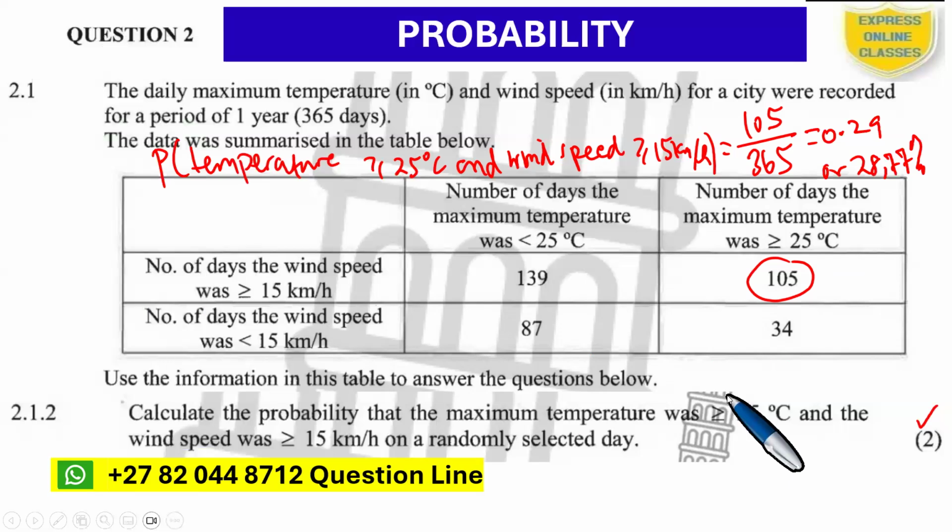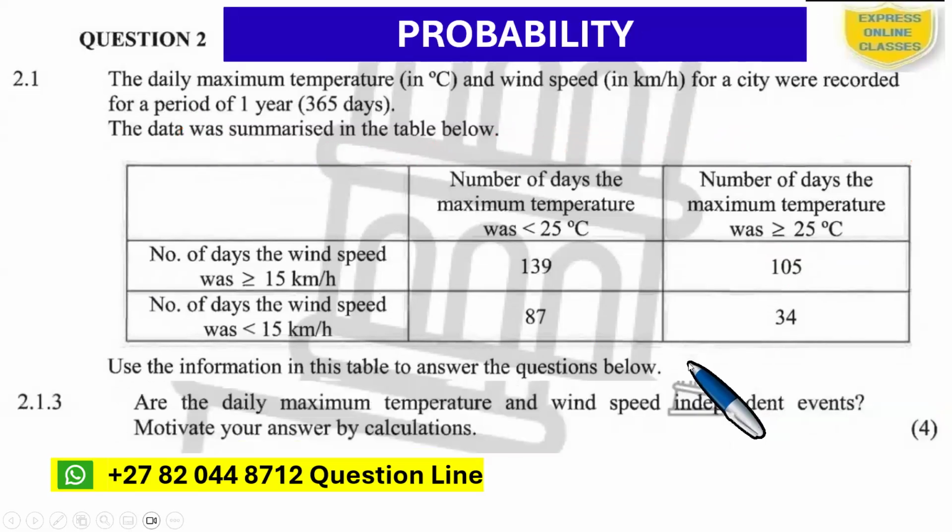Okay, we move on to the next question. Are the daily maximum temperature and wind speed independent events? Motivate your answer by calculations. You have 3 minutes for the 4 marks. Please let us know when you're done, and then we can see if you got it right or not.